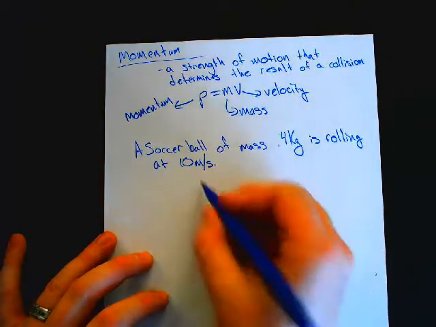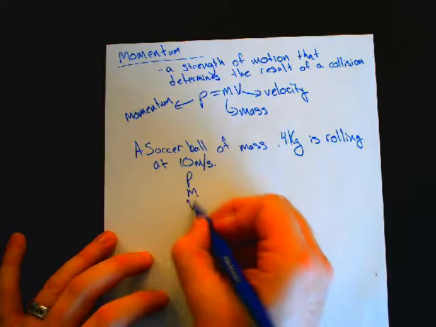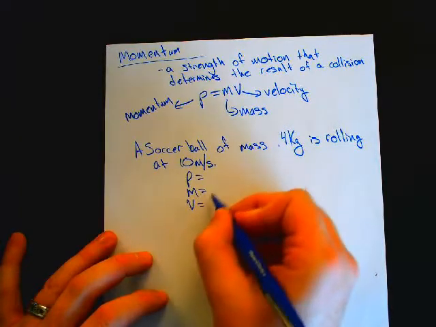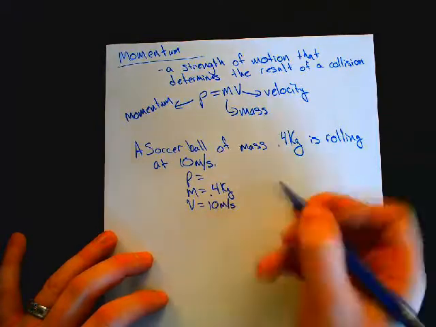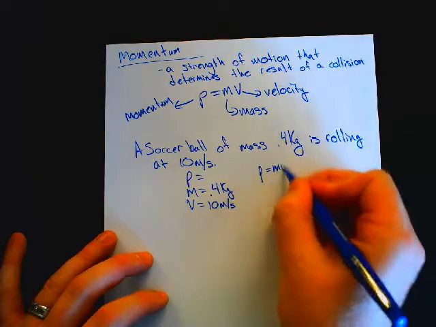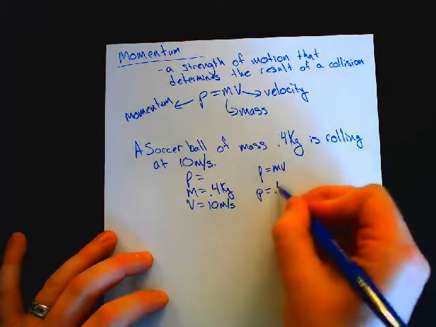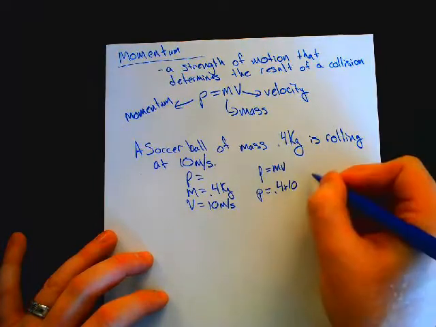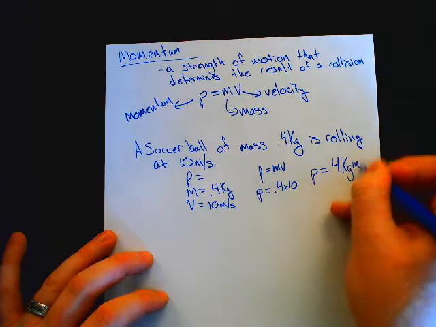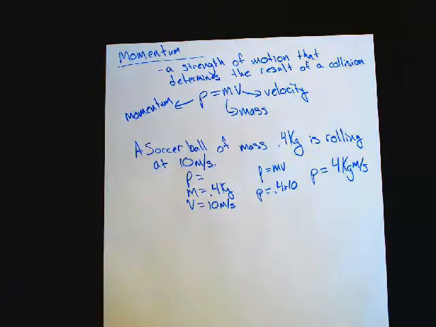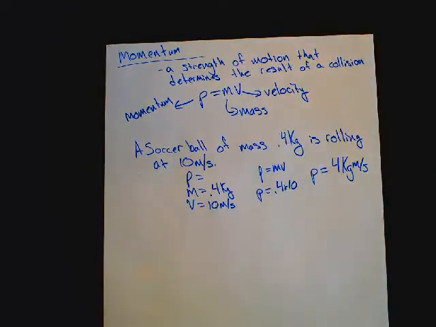4. Because we can identify our variables, p, m, v. m is 0.4 kilograms. v is 10 meters per second. If p equals mv, then p is equal to 0.4 times 10, and momentum equals 4 kilogram meters per second. There is no special unit for momentum, so whatever units you're using are great, as long as they all agree in the problem. Use whatever you're given.